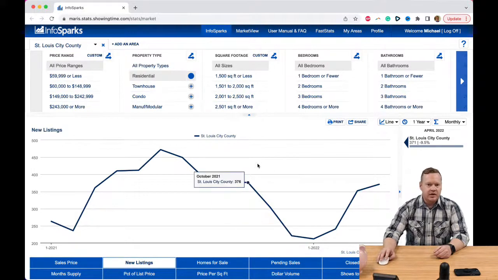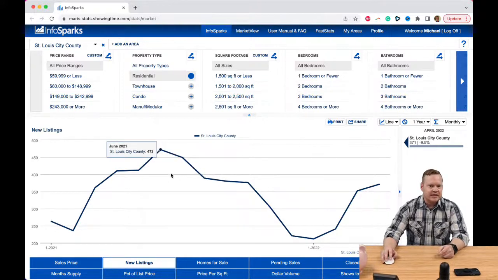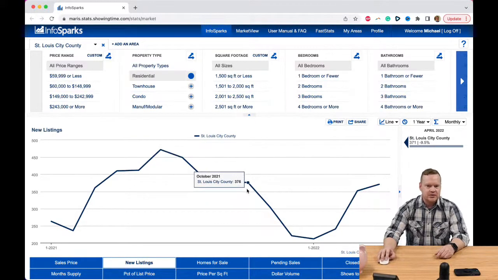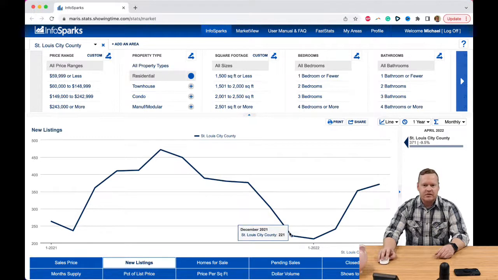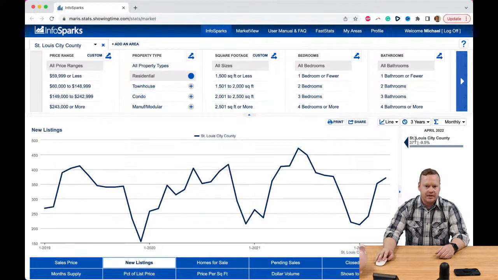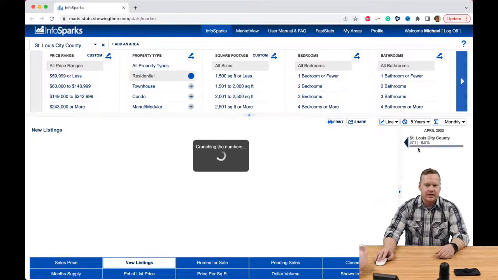So this is over a 1-year period. The number of listings in St. Louis County went from 470, so this is the summer selling season. We've got June, July, high numbers, and it comes back down in December. That's kind of an expected seasonal change. But if we look over several years, that's where you're probably going to get a better idea of if the market's really going up or down.